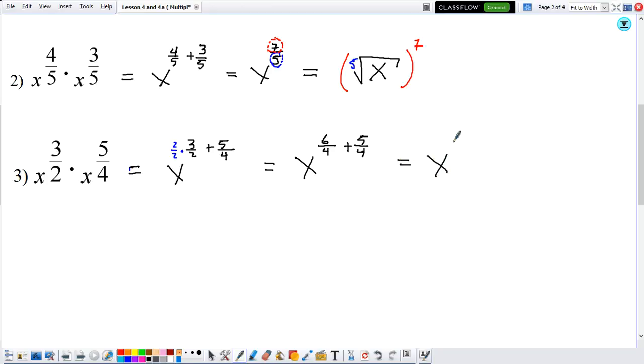So now this becomes x^(11/4). Now that we have this, then we can rewrite this as a radical expression. So the base here is x. We're going to write our root. Now you got to remember that your denominator is your root, and your numerator, which in this case is 11, is your exponent.